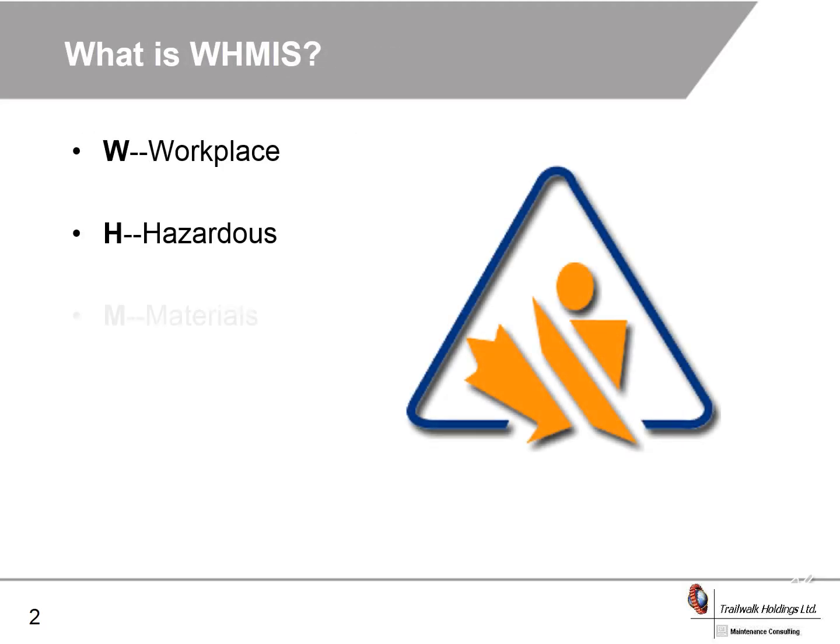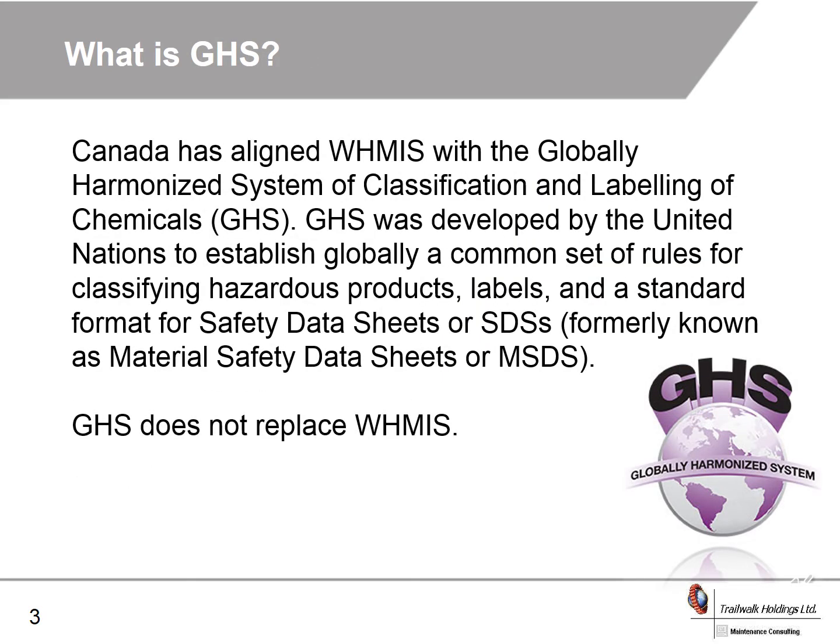WHMIS is the Workplace Hazardous Material Information System. Canada has aligned WHMIS with a globally harmonized system of classification and labeling of chemicals, GHS. GHS was developed by the United Nations to establish globally a common set of rules for classifying hazardous products, labels, and a standard format for safety data sheets, formerly known as material safety data sheets. GHS does not replace WHMIS.